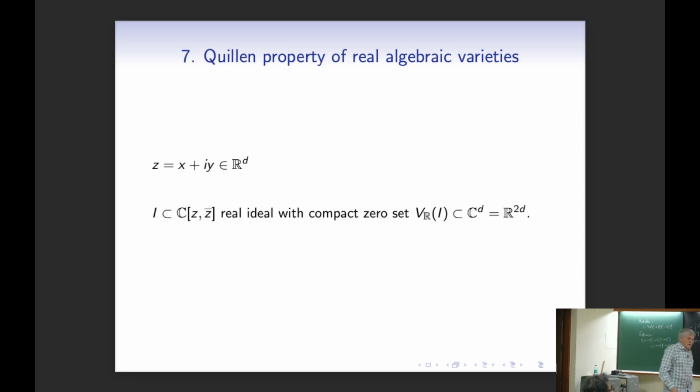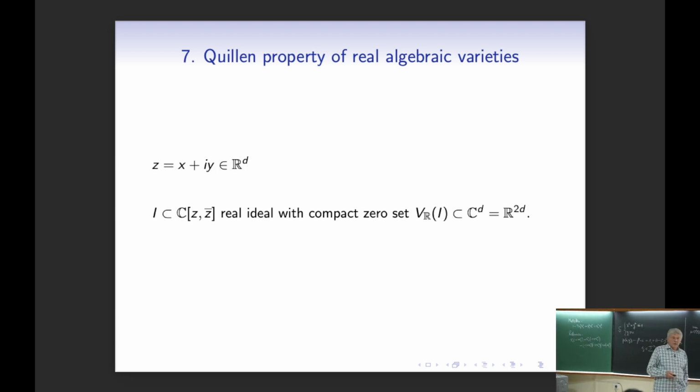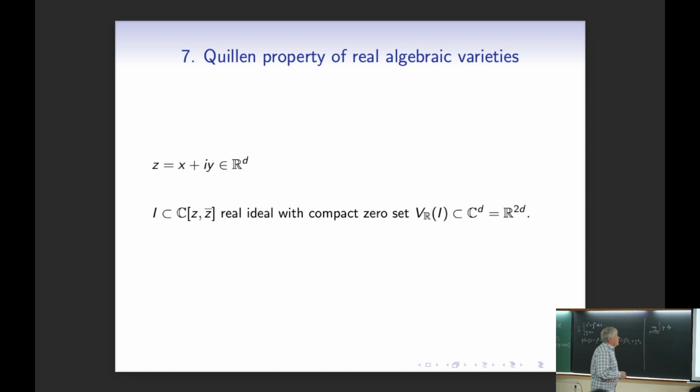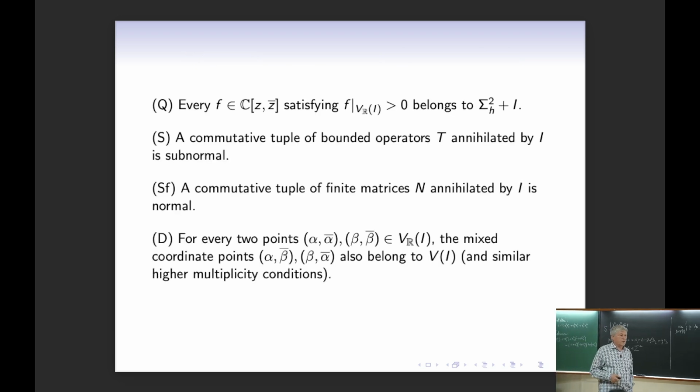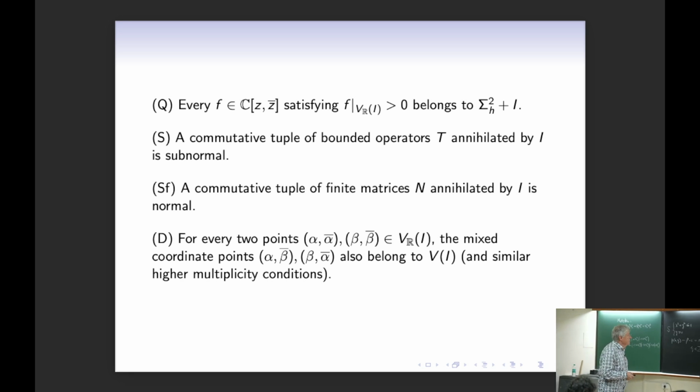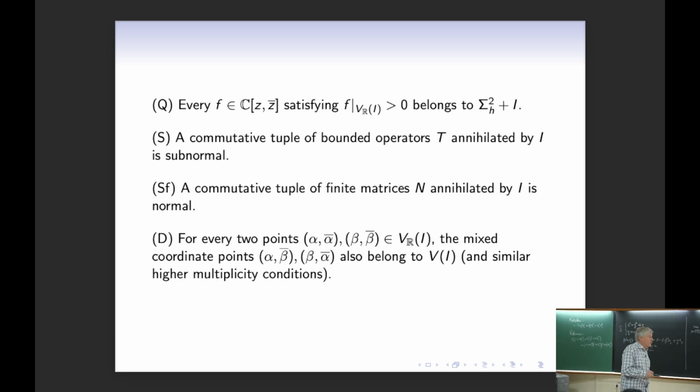And the question is, what happens on other boundaries? So take an arbitrary compact real algebraic variety in Hermitian space and ask the same question. And the following are equivalent. This is a fact I proved a few years ago with Klaus Scheiderer, the author of the book I was advertising before. Every polynomial strictly positive on that compact real algebraic variety is, modulo the ideal, a sum of Hermitian squares. This is a universal subnormality certificate for operators annihilated by the ideal, so what we had before.